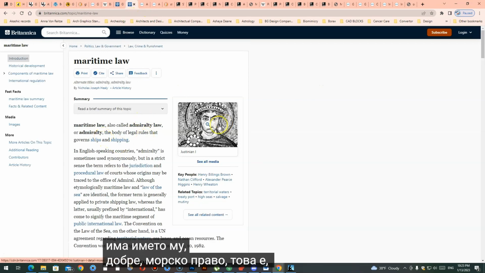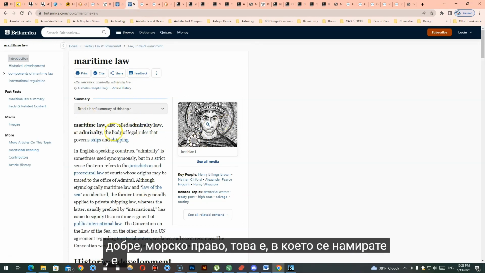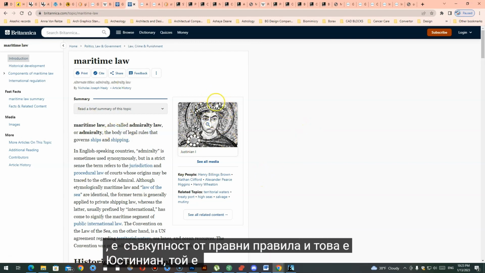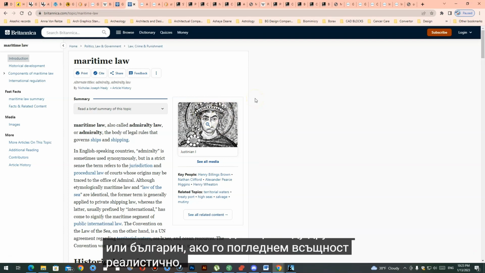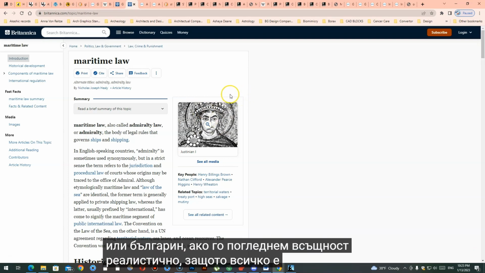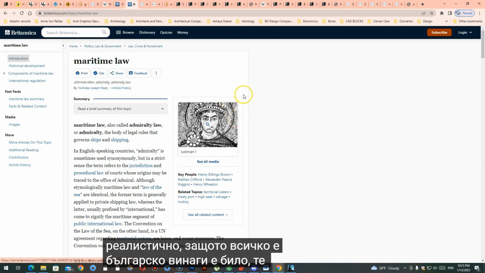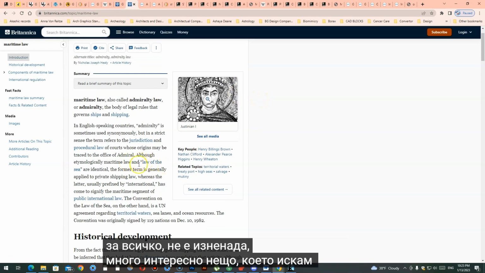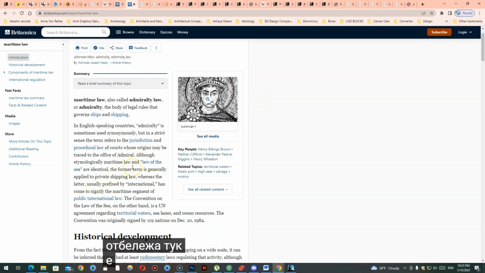Okay. Maritime law. This is what you're in. It is a body of legal rules, and that's Justinian. He's Macedonian, by the way, or Bulgarian, if we look at it actually realistically, because everything is Bulgaria and always has been. They just lie about everything. No surprise.